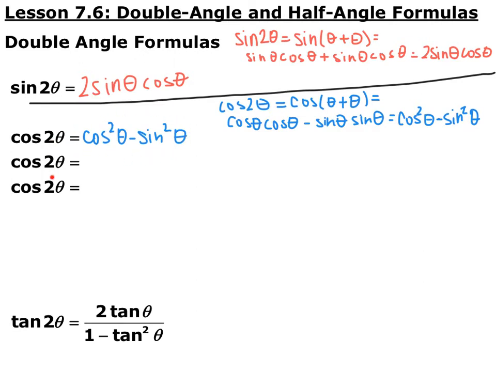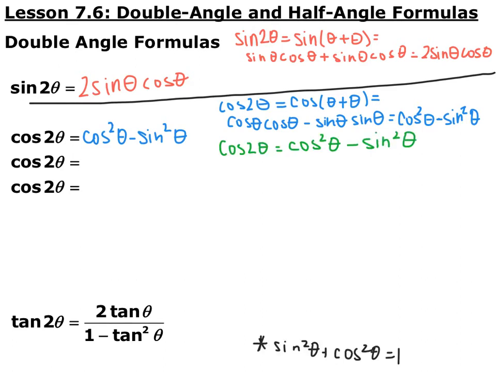So you'll notice that I have 3 spots here for the cosine of 2 theta. This is the main cosine double angle formula, cosine squared minus sine squared. You can actually derive 2 other cosine double angle formulas from this one. We've always talked about when you have squared trig functions, you should be thinking Pythagorean identity. So I can use the Pythagorean identity to derive 2 other cosine double angle formulas.